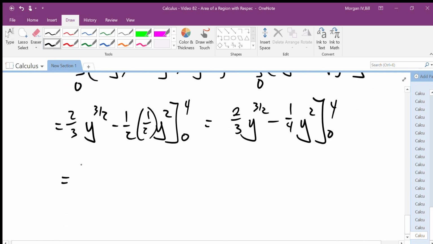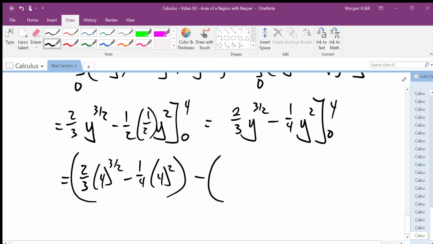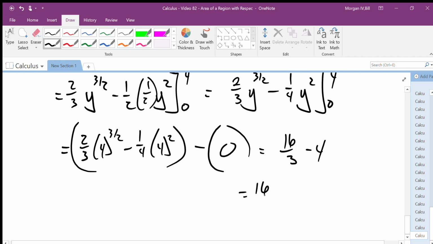Okay, when I plug in the 4, I get 2/3 times 4 to the 3/2 minus 1/4 times 4 squared, minus, plug in the 0, we like that, that's just 0. Alright, 4 to the 3/2, the square root of 4 is 2, 2 cubed is 8, then 8 times 2/3 is 16/3, minus 4 squared is 16, divided by 4 is 4. That would be 16/3, 4 becomes 12/3, 16 minus 12 is 4/3. Same answer whether we did this area with respect to y or with respect to x.